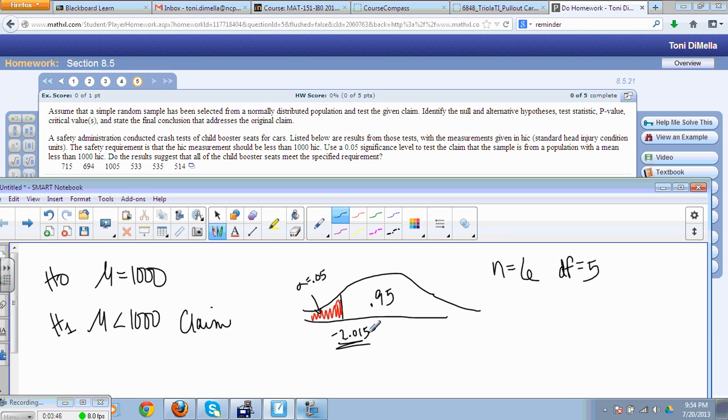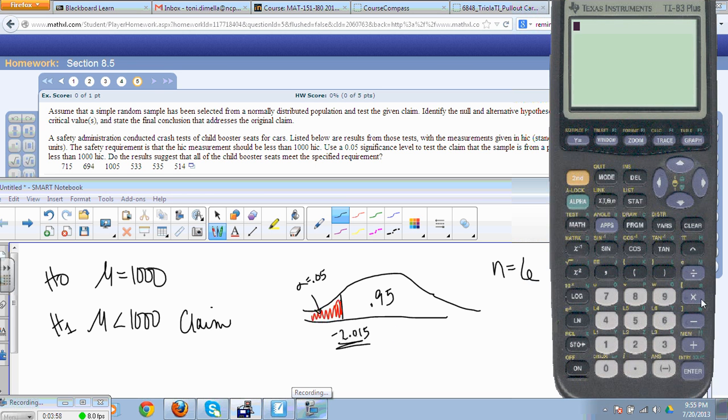What I need now then is to either find my test statistic by hand or put it in my calculator and then compare that to my critical value, or I have to start talking about p-values. I don't have all the information that I need to plug into my formula, so I'm going to use my calculator, and you have two options here.